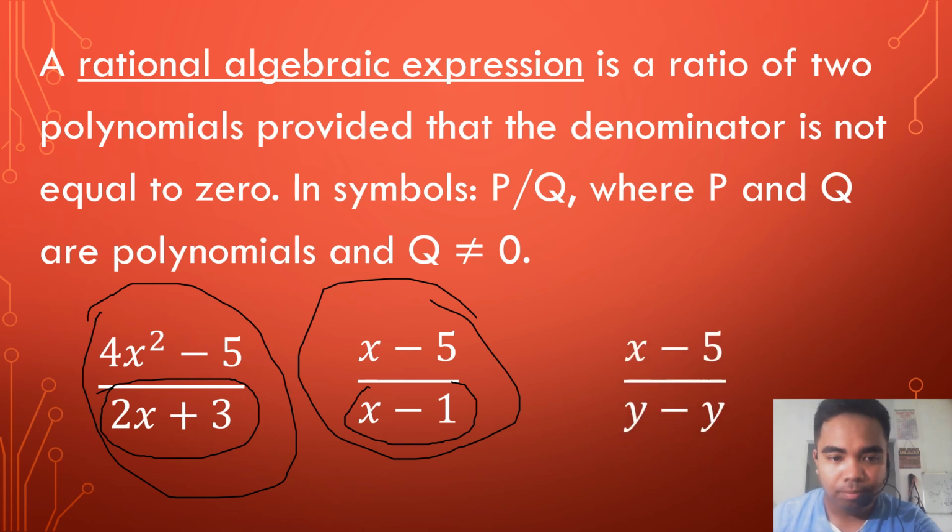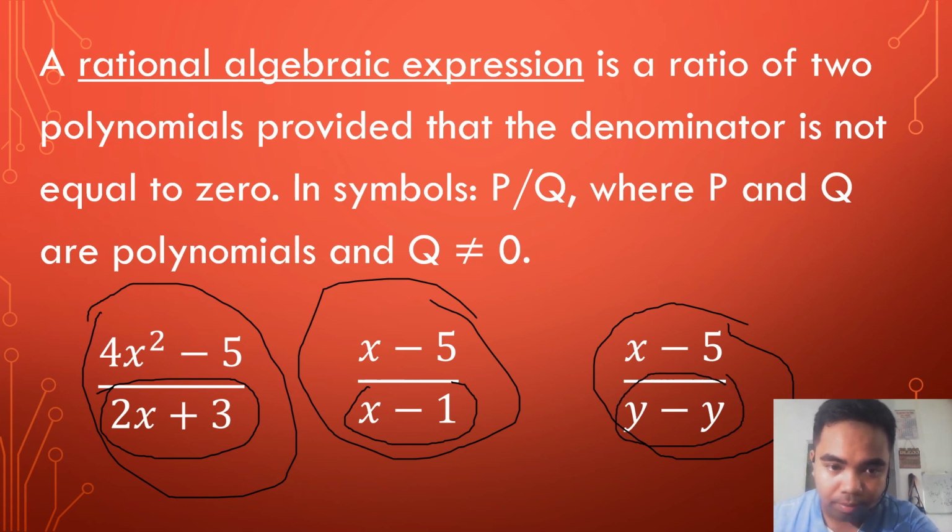And then pangatlo, we have x minus 5 over y minus y. Titingnan natin na mabuti yung sa baba. We can see y minus y. So, 0 is not visible, right? Okay. If we simplify y minus y, kung ima-minus natin yung y minus y, the result is 0. Therefore, x minus 5 over 0 is not a rational algebraic expression since the denominator is 0.